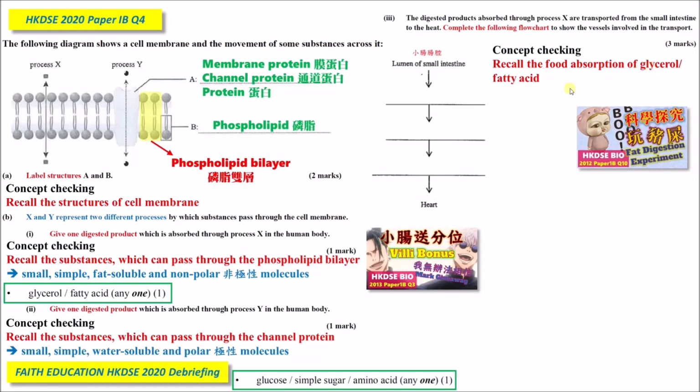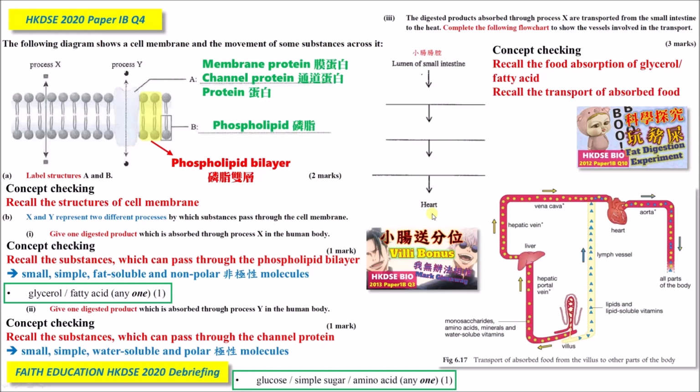And when the glycerol and fatty acid are absorbed into the epithelium cells of the villi, they will be recombined into fat again. And how is the fat transported from the lumen of the small intestine to the heart? We need to recall the concept of the transport of absorbed food, especially fat. So for the fat, they will enter the lacteal, and the lacteals will join and form the lymph vessel, and the lymph vessel will join with the vena cava, which is the blood vessel, or you can say the subclavian vein, to join the blood circulation and then go back to the heart.